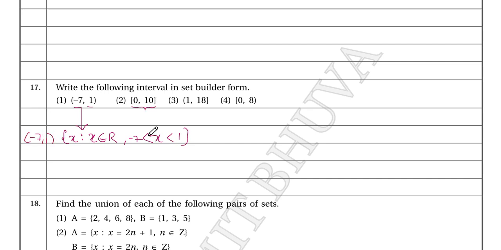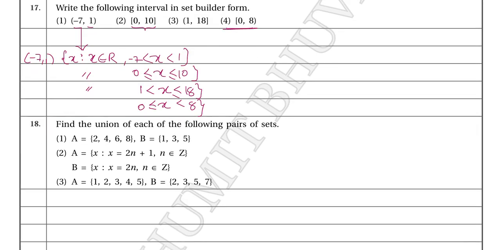Similarly, you can write the second one like this: 0 less than or equal to x less than or equal to 10. Okay, the remaining part is the same. And for the third one, 1 is open, so 1 less than x less than or equal to 18, because 18 is closed. This part is the same. And for the fourth, 0 is closed, so 0 less than or equal to x and less than 8, because 8 is open. Okay, so these are the set builder forms of the intervals.